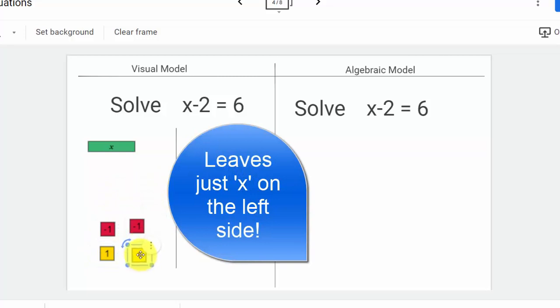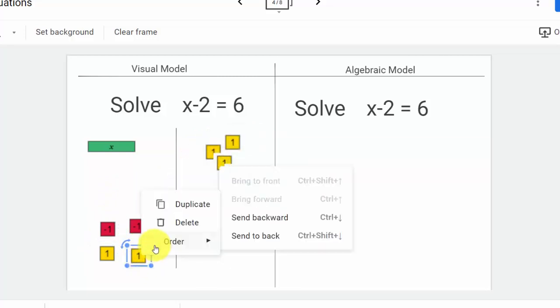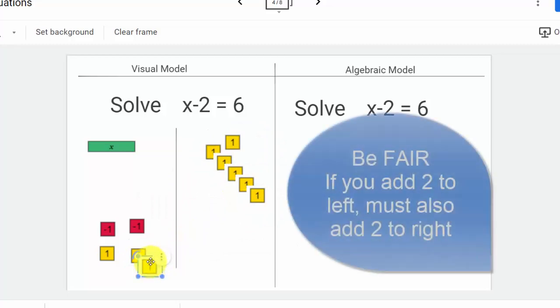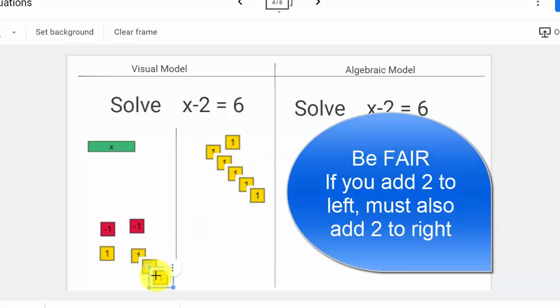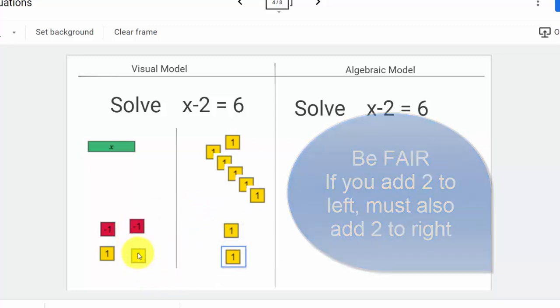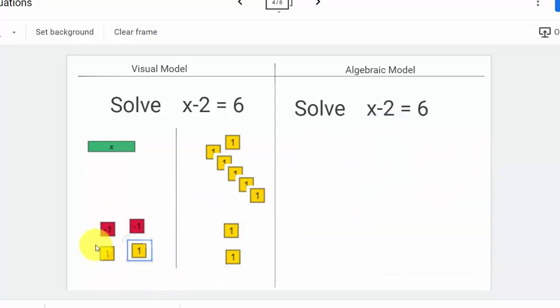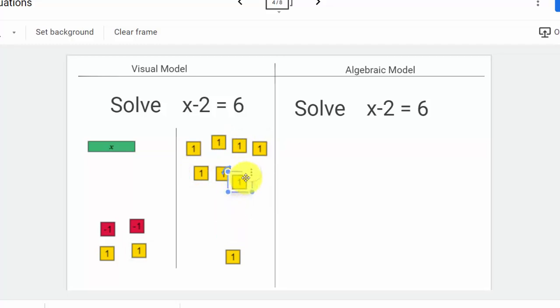But if I do add 2 to the left-hand side, I also have to add 2 to the right-hand side. So I'm going to take those and add another 2 and put them on the right-hand side, because whatever I do to one side, I do to the other side. The 2 I added to the left-hand side dealt with these, but I had to add 2 to the right-hand side. Now I'm left with x equals 1, 2, 3, 4, 5, 6, 7, 8. So I'm left with x equals 8.